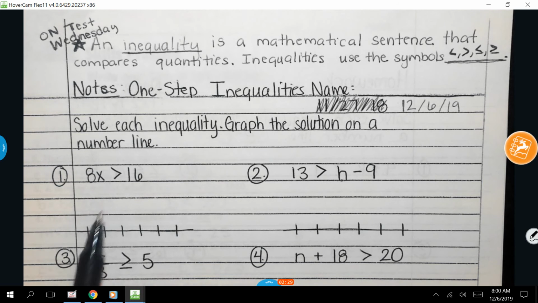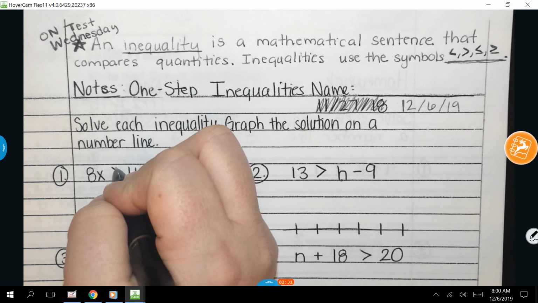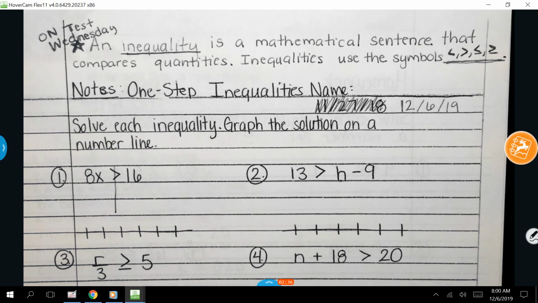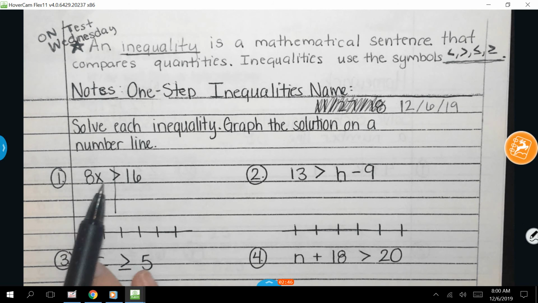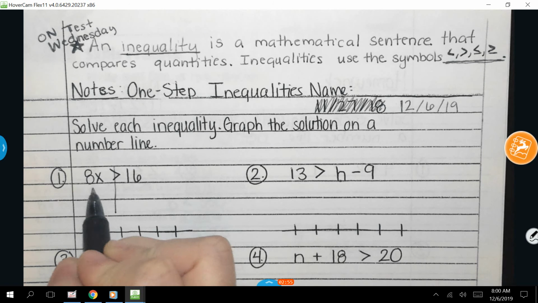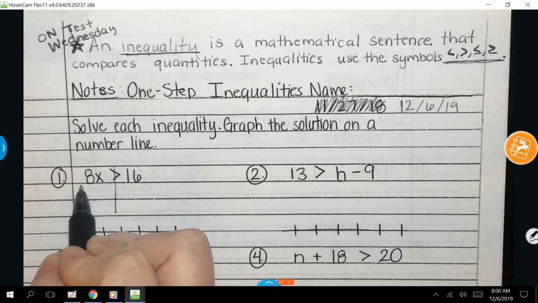I'm going to do exactly what I did for the equation, and I'm going to draw a line. Drawing a line. What operation is happening right now on number 1? What operation, Benny? Multiplication. Right now, this is multiplication. The opposite of multiplying is dividing. How, raise your hand, how do I write division now, Kaya? Put the 8 under both 8 and 16.